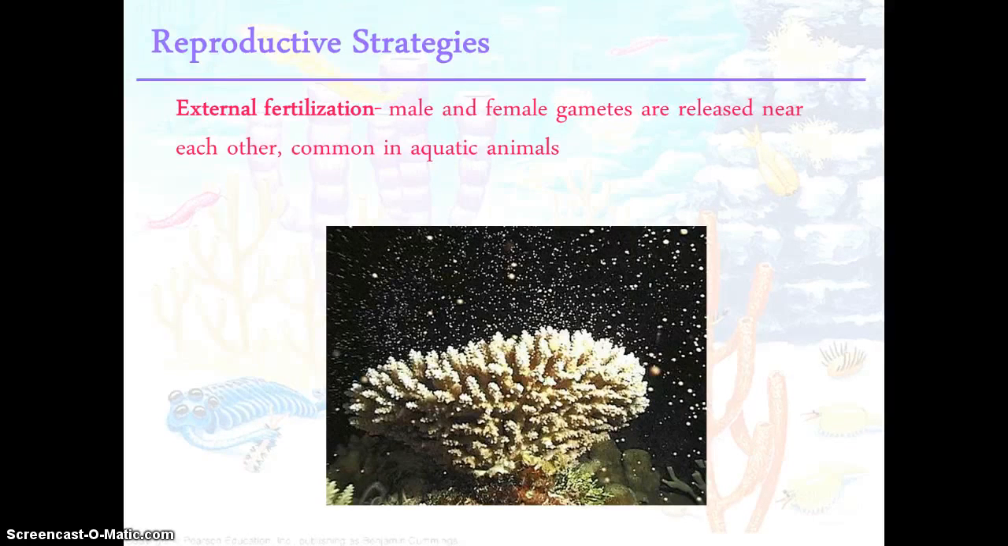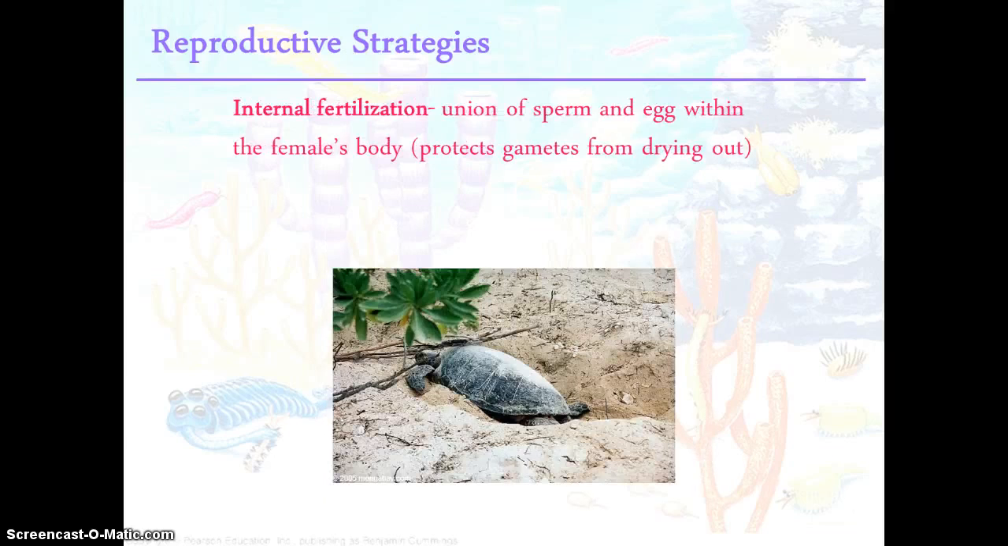In external fertilization, both the male and female gametes will be released close to each other. This usually happens in aquatic environments, so it's mainly your aquatic animals that are going to use external fertilization. The sperm are released in the water, the eggs are released in the water near each other, and then you have the fertilization between the sperm and egg to form the zygote, but it is usually going to be in an external environment. Sponges, corals, your fish, those are some examples of animals that would have external fertilization.